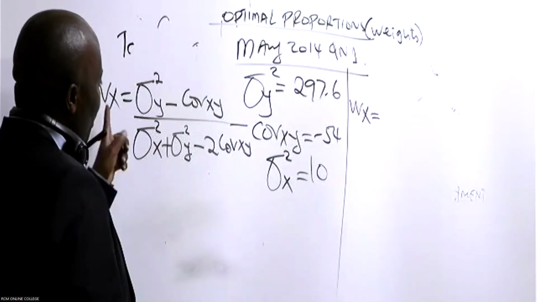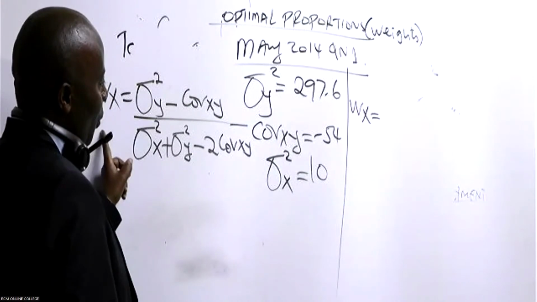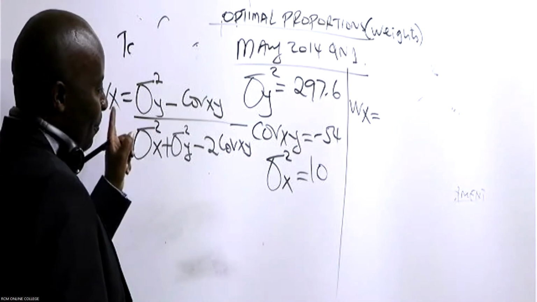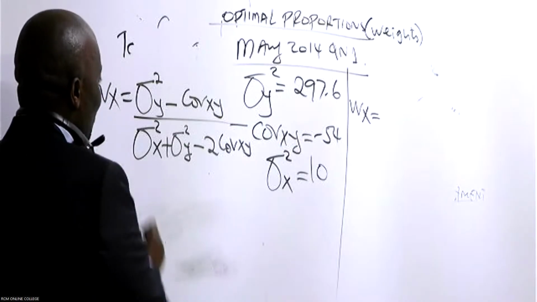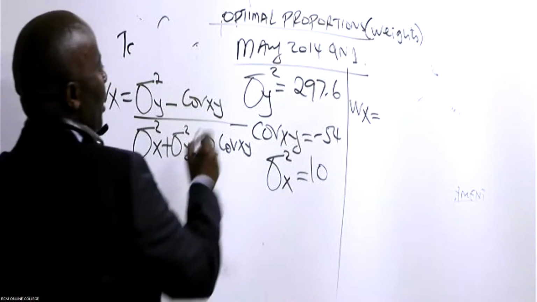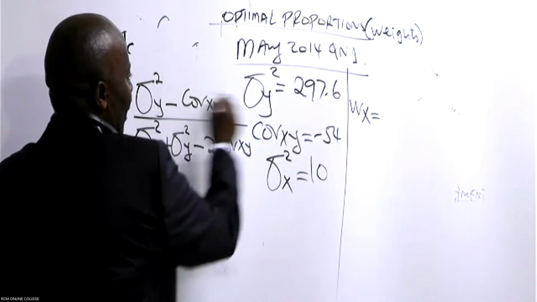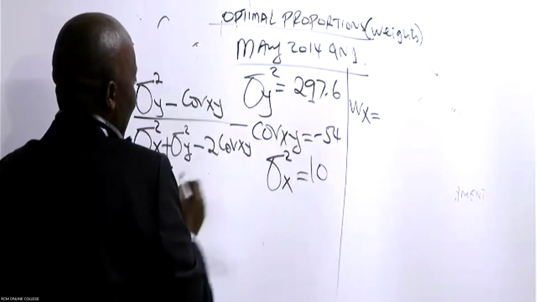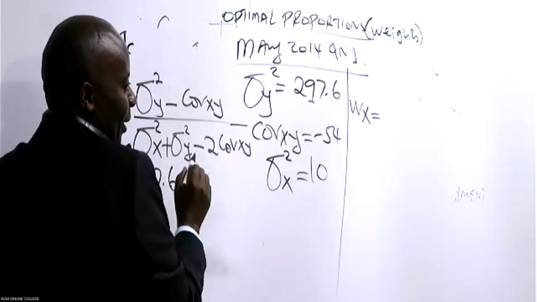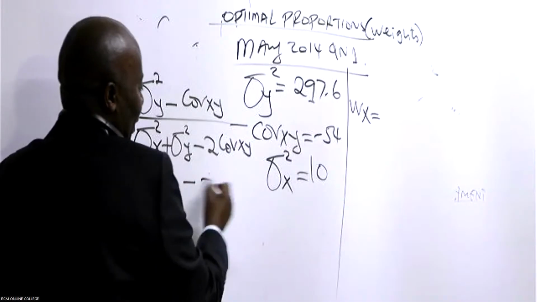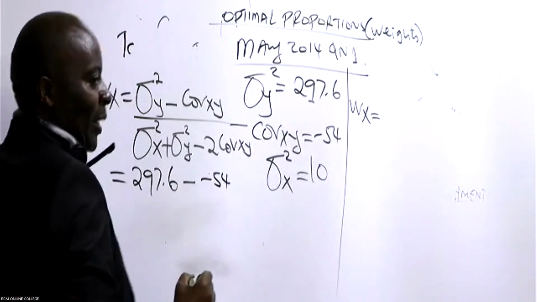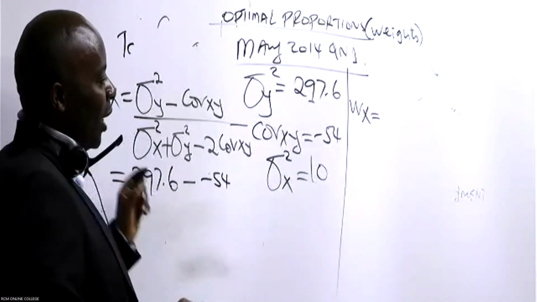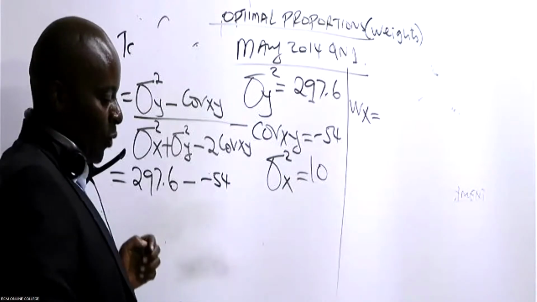So anytime they want us to give them the weight of X, we shall always in the numerator start with the standard deviation of Y squared. So like in this question, if I try to plug in, are you able to see the variance of Y? I can see it is here, 297.6, minus covariance XY. So covariance XY itself is minus what here? It is minus 54. Covariance XY is minus 54.